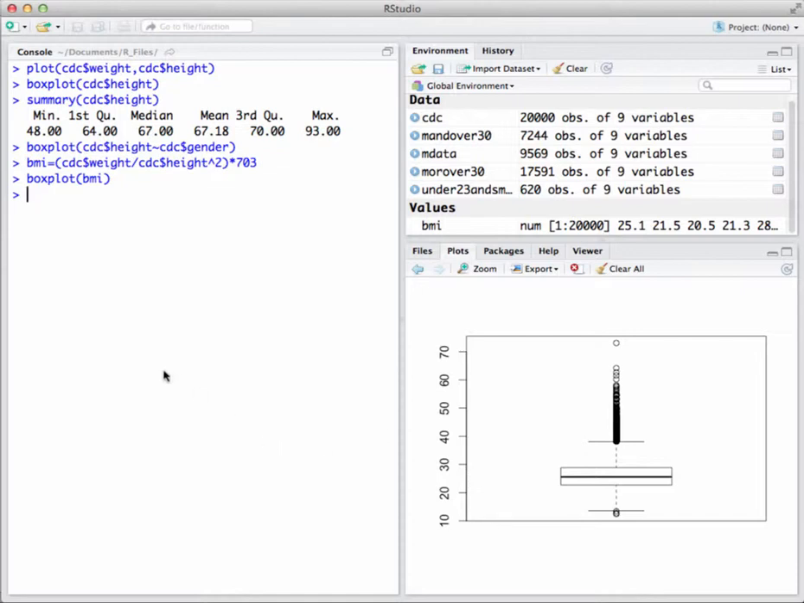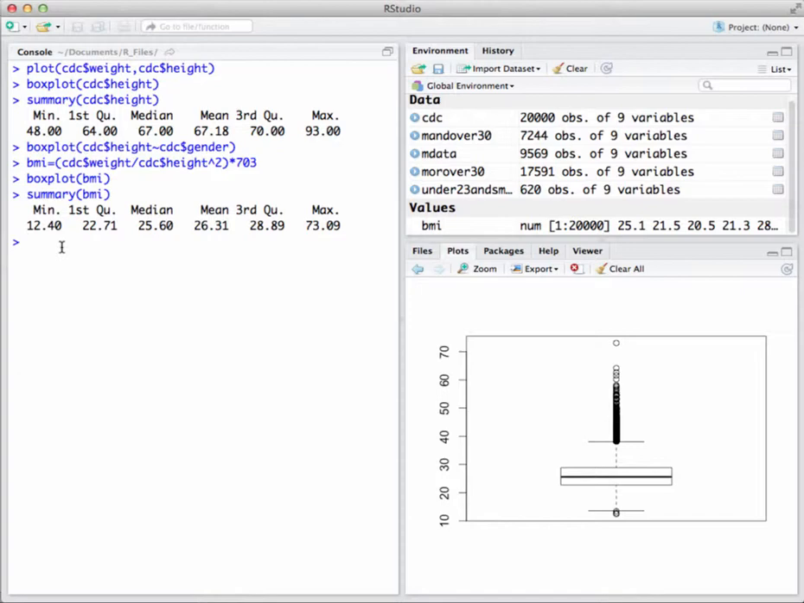If I want to know exactly what those numbers are, of course, I can go in and go summary BMI, and it tells me that it looks like 50% of our body mass indexes are between 22.71 and 28.89. So that's the box in between there. Okay, and then there are some rather large BMIs up here at 73, and then rather small ones down here at 12.4.